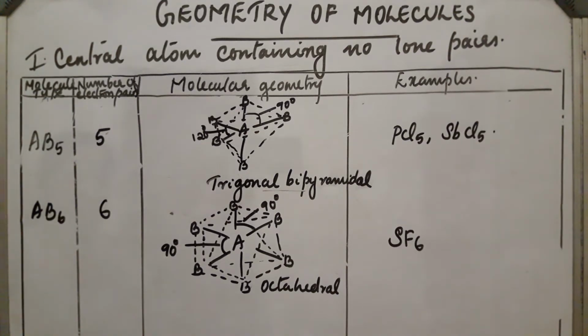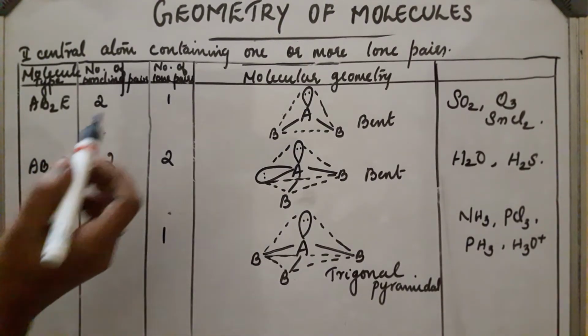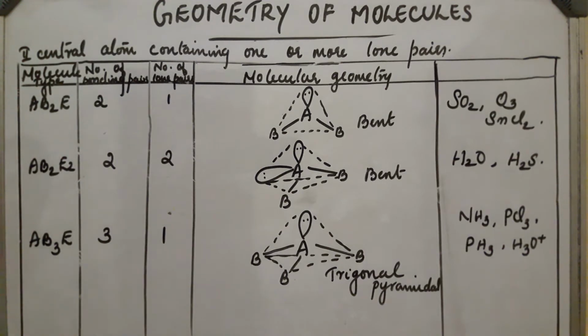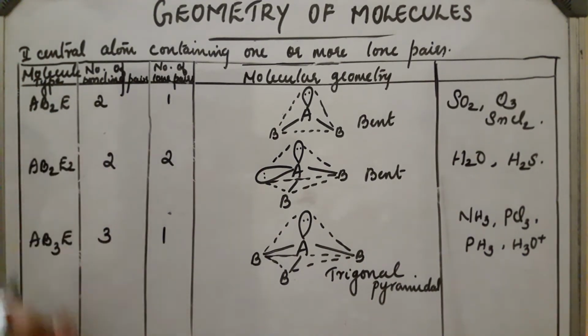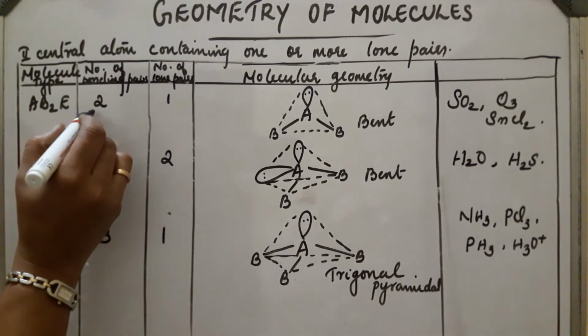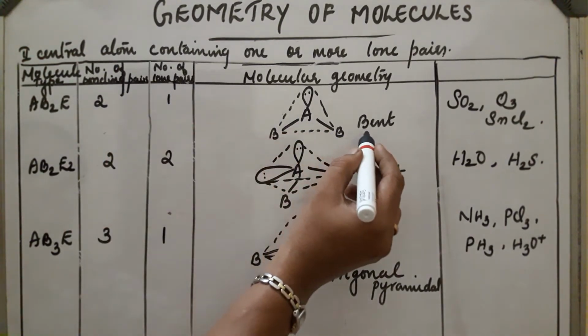Now next we are discussing the second category, in which the central atom contains one or more lone pairs. First molecule type AB2E, where E represents the number of lone pairs. This contains 2 bond pairs and 1 lone pair. Geometry will be a bent structure.